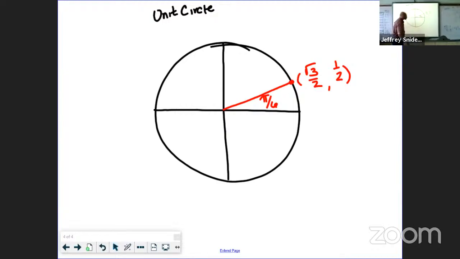As a matter of fact, let's just fill this in. I'm just going to put little marks where they're all at. Okay, and we'll just go around this. So this is 0. We've got pi over 6, pi over 4, pi over 3, pi over 2.